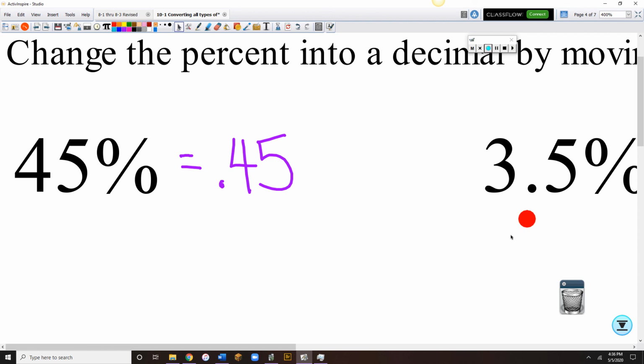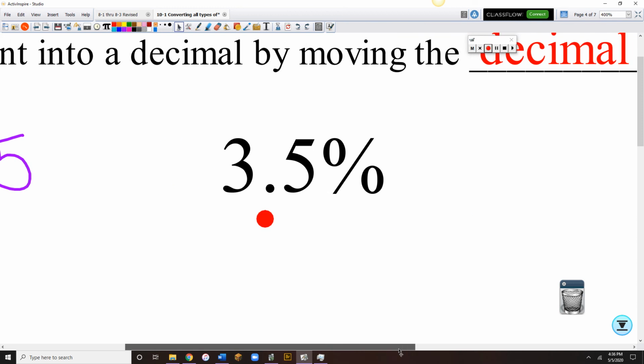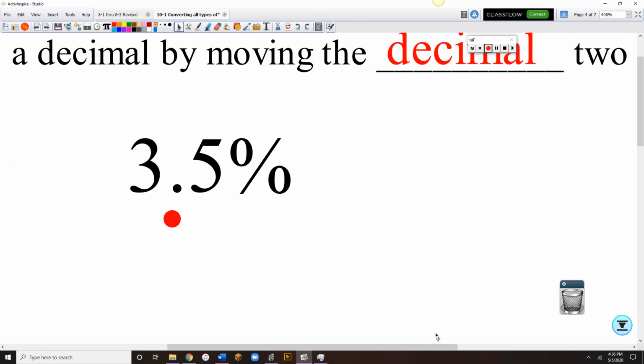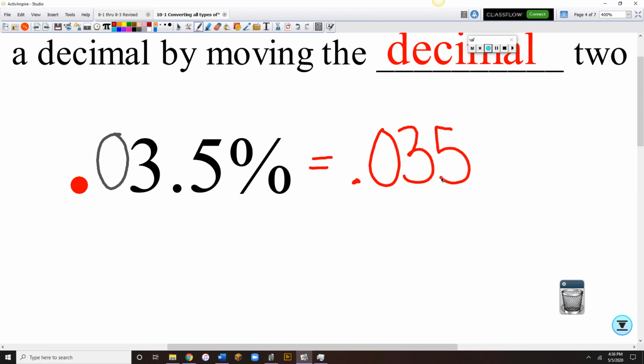In our next example, we do have a decimal point. We're going to move it again 2 times. Uh-oh, I moved it once and I run out of room. I run out of numbers. You still move it a second time and you fill that space with a 0. So this would be 0.035.